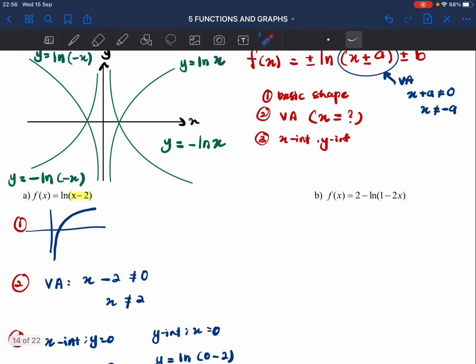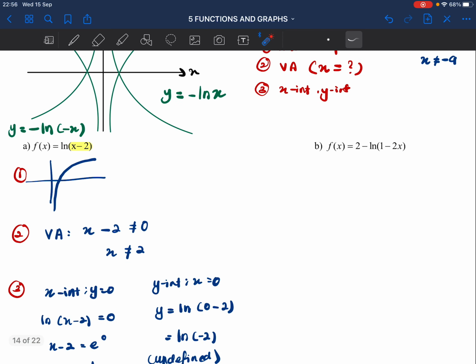Okay, so let's take a look at question B. We have f(x) equals to 2 minus ln(1 minus 2x). So let's see the basic shape here. Okay, apa basic shape dia? Tengok depan ln negatif. Okay, which means y kita negatif. Tengok depan x, negatif juga, which is x kita negatif. So dia berada di kuadran 3. Okay, so kuadran 3 menuju ke kita punya vertical asymptote sebab dia ialah ln punya graph. So the shape should be looking something like this.